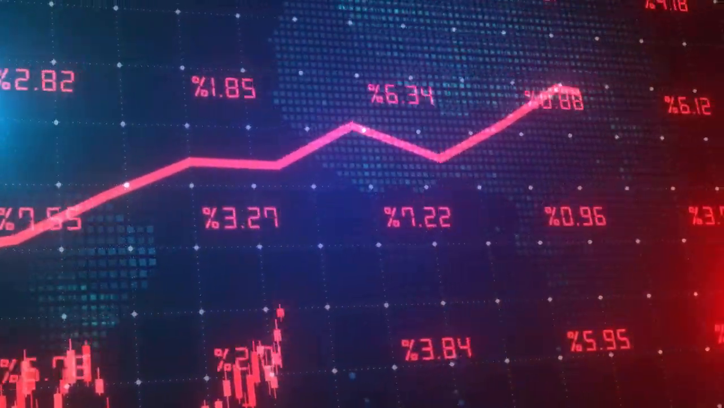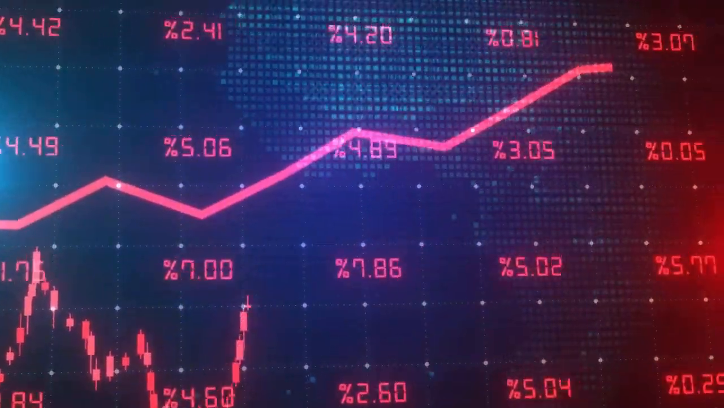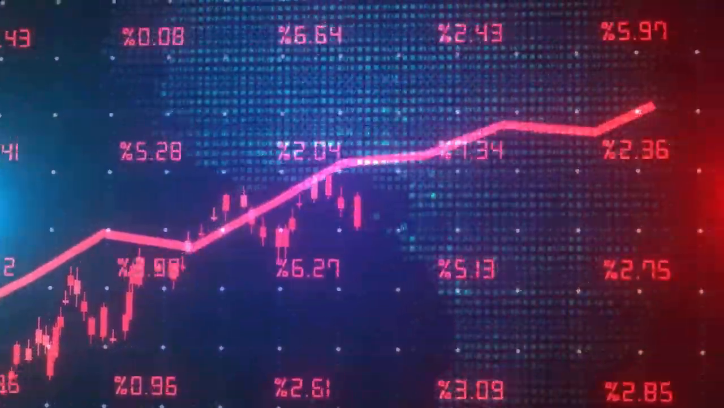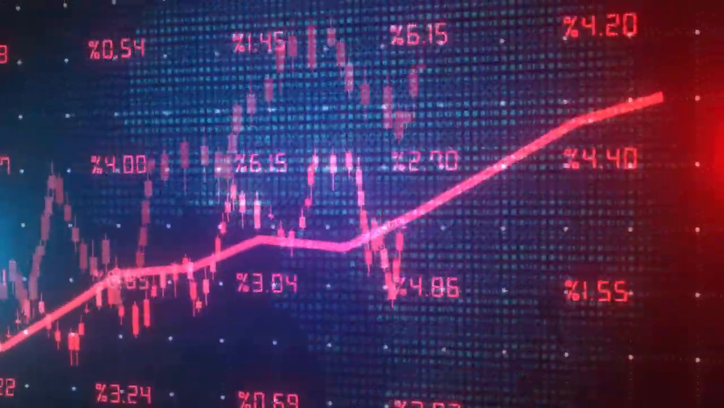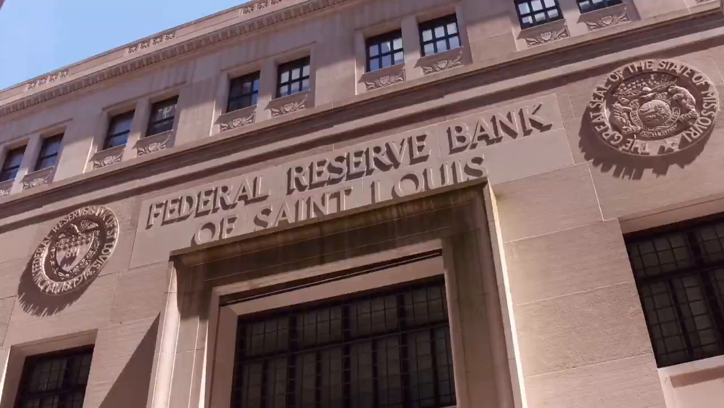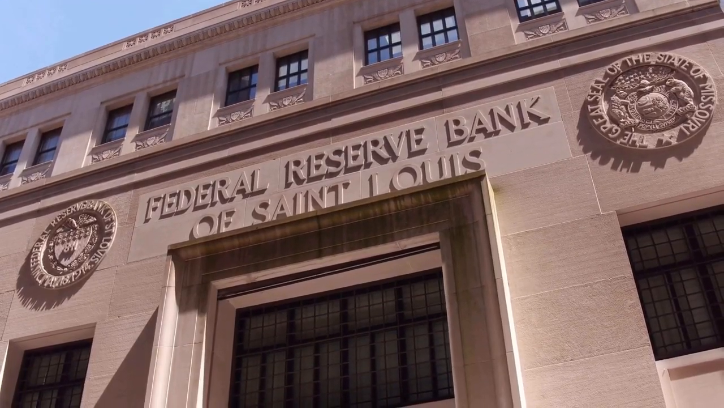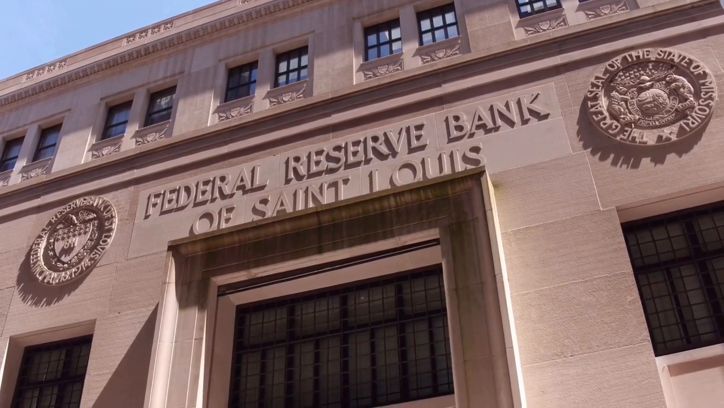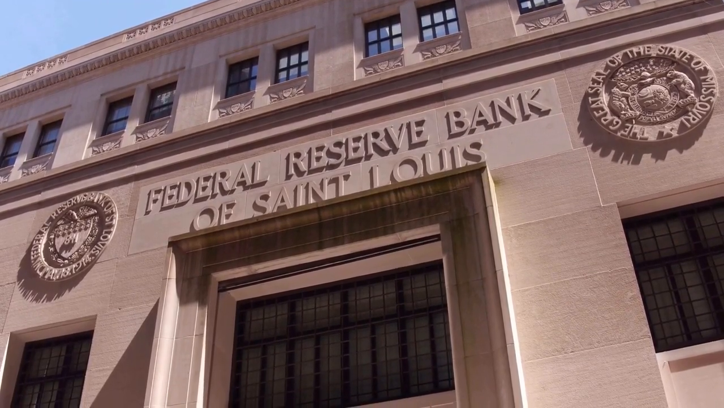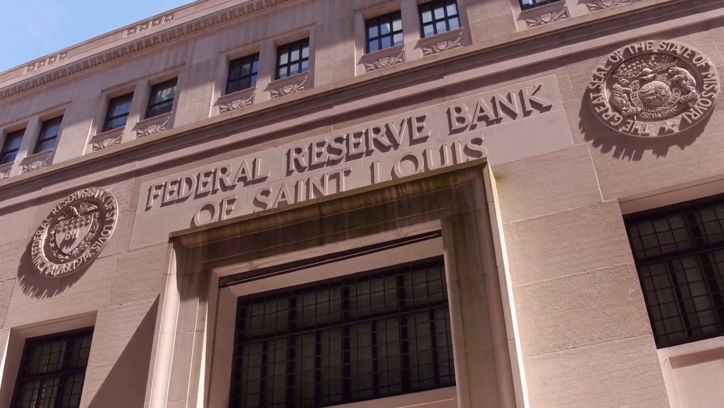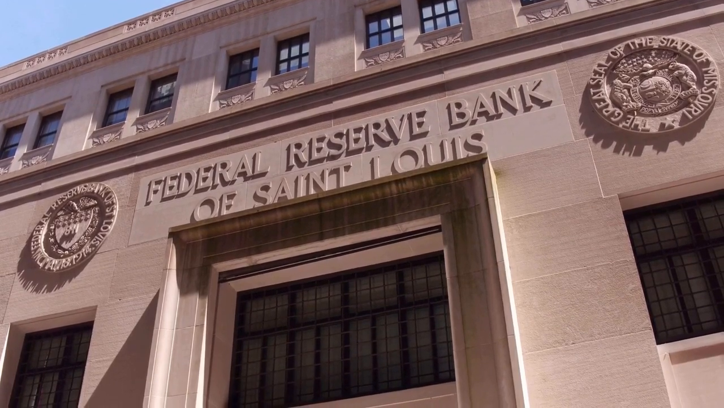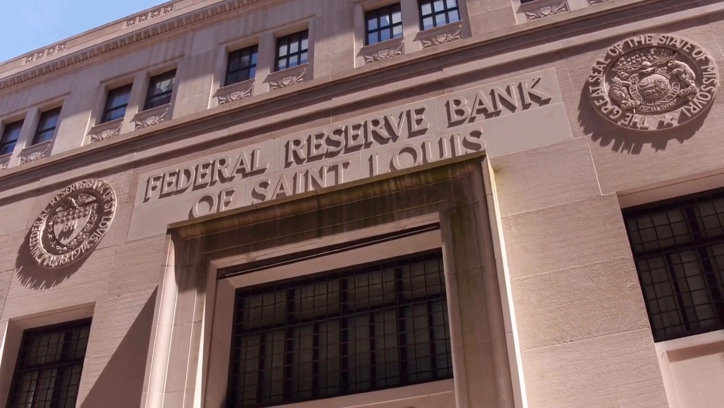Factors that can affect inflation. Inflation is influenced by a variety of factors. Some of the key ones include monetary policy. So, central banks, like the Federal Reserve in the U.S., can influence inflation through interest rates and money supply. Lowering interest rates or increasing the money supply can stimulate economic activity and potentially lead to higher inflation.